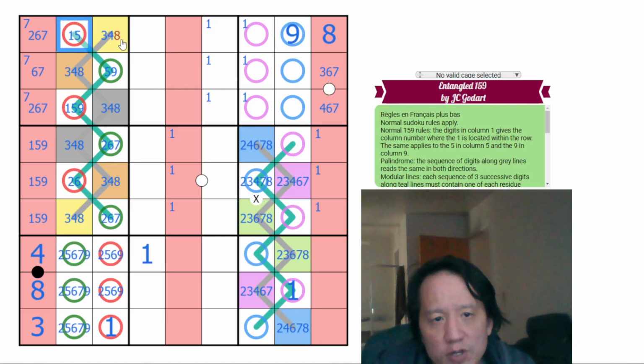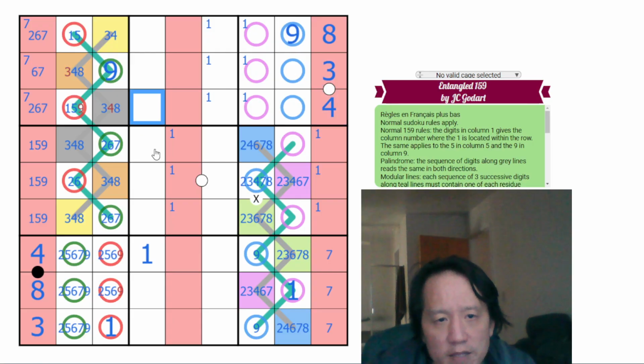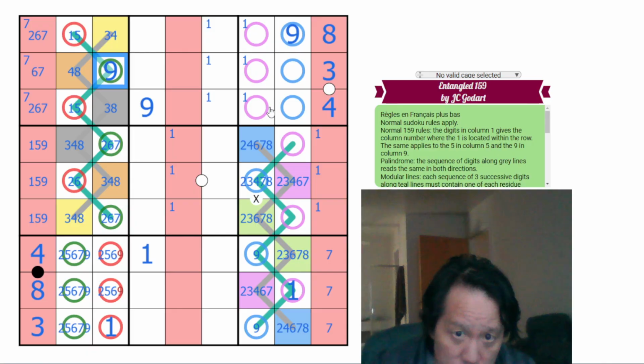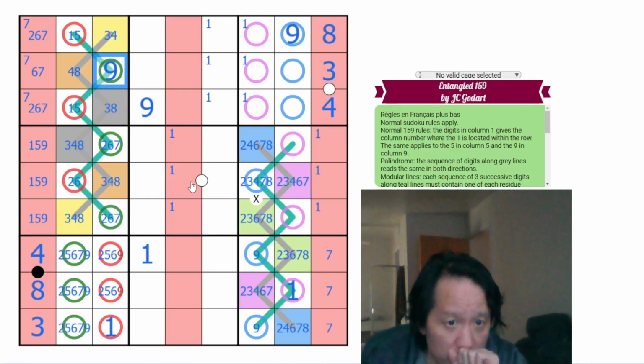Which means this can't be 9. This can't be 8. This can't be 9, so one of these is 9. So either that's 9 or that's 9, which forces this to be 7. Which means this is 3, this is 4, so this is 9, that's 9. This cannot be 3, this cannot be 4, this cannot be 9. 3, 4, okay, that seems reasonable.